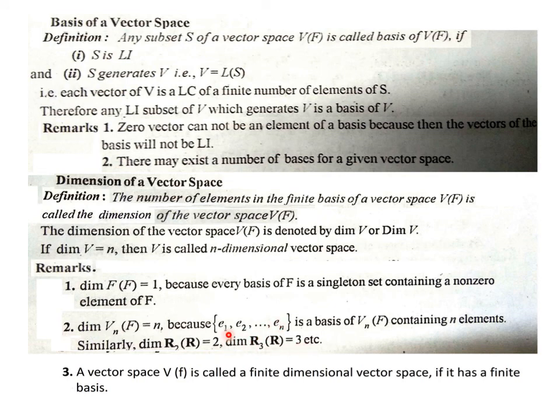If e1, e2 up to en, then e1 means 1, 0, 0, 0 up to n minus 1 times 0. e2 means 0, 1, 0, and so on. en has 1 at the nth place, otherwise 0 at the remaining places. A vector space is called a finite dimensional vector space if it has a finite basis, as I already told.